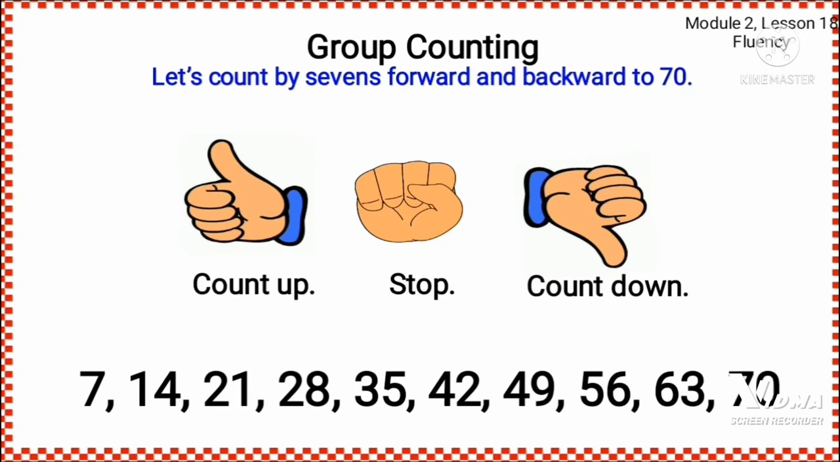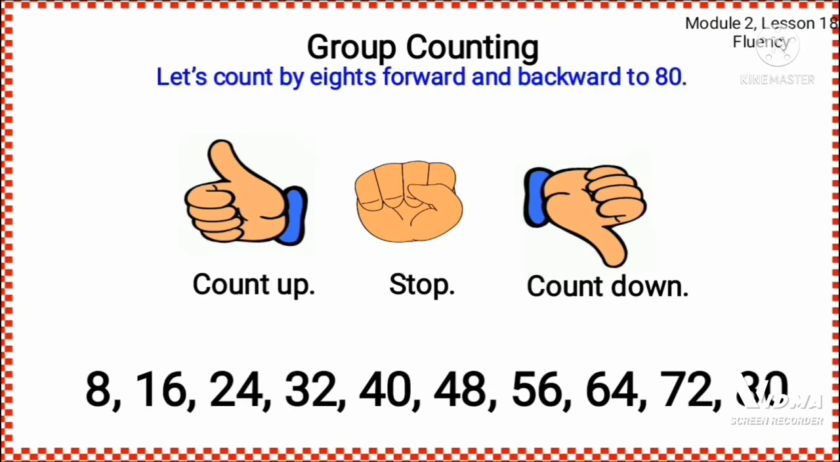Let us try counting by 8. So we're counting forwards by 8 to 80. Start. 8, 16, 24, 32, 40, 48, 56, 64, 72, 80.